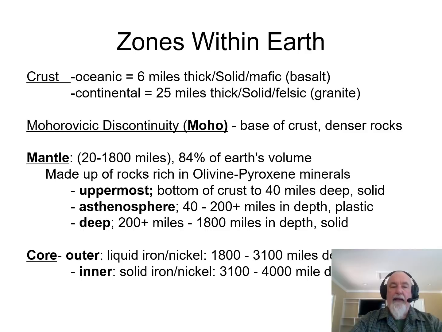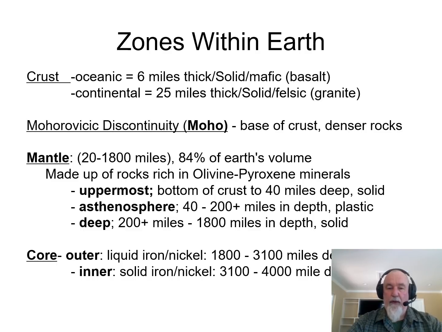Now, when we get to 1,800 miles below the surface of the Earth to 3,100 miles below the surface of the Earth, we are in the area of the outer core. Now the core is made up of the heaviest elements that were around at the time of the formation of the Earth, so basically iron and nickel. We know that those gravitationally were pulled towards the center of the Earth. We know that we have a liquid layer here because those S waves disappear at 1,800 miles.